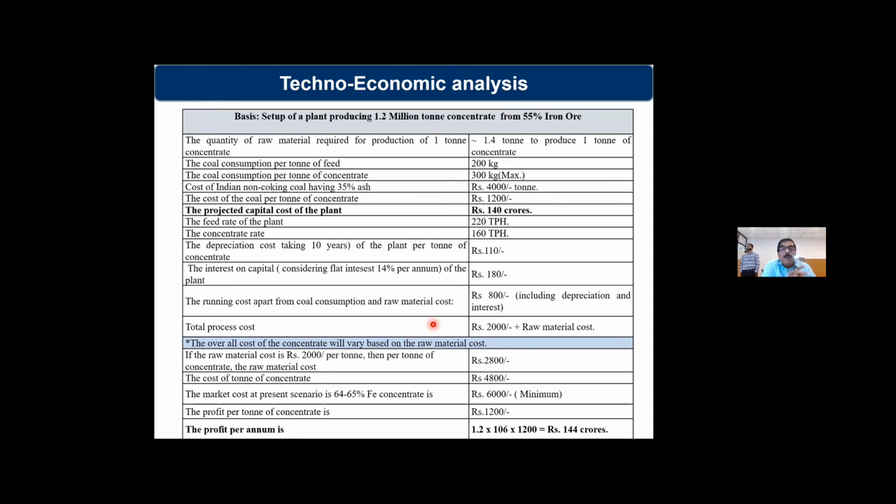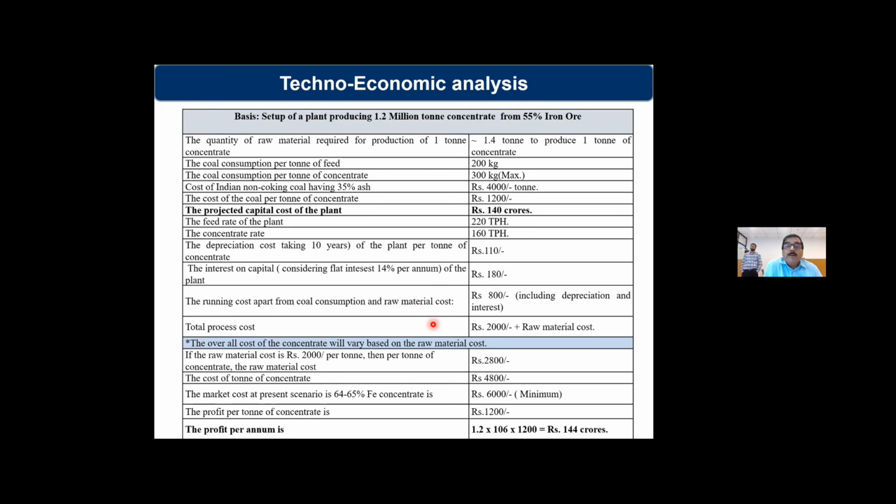We have recently made a techno-economic analysis of the process, taking 55% iron ore. For the cost of production, if you take 2,000 rupees of raw material cost, and 1,200 rupees is the processing cost of reduction, all together the cost is coming to 4,800 rupees. Because this is magnetite concentrate and the market value is more, you are able to use it. If the government can give an incentive with respect to the ore cost as well as some tax benefit to the industry, then industry can think about it.